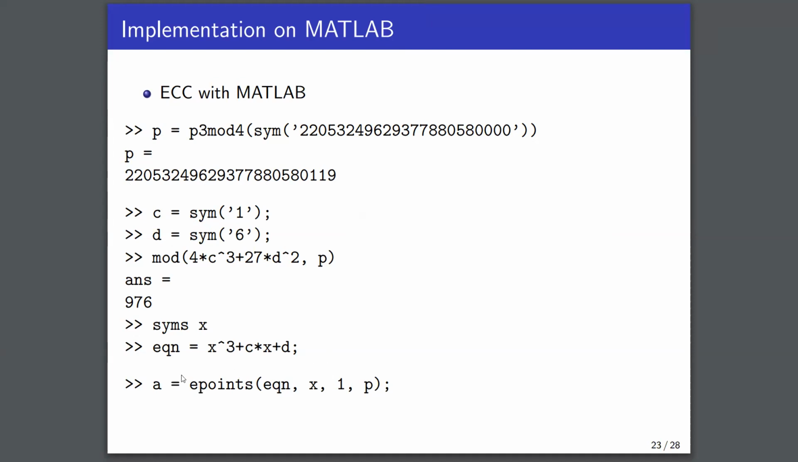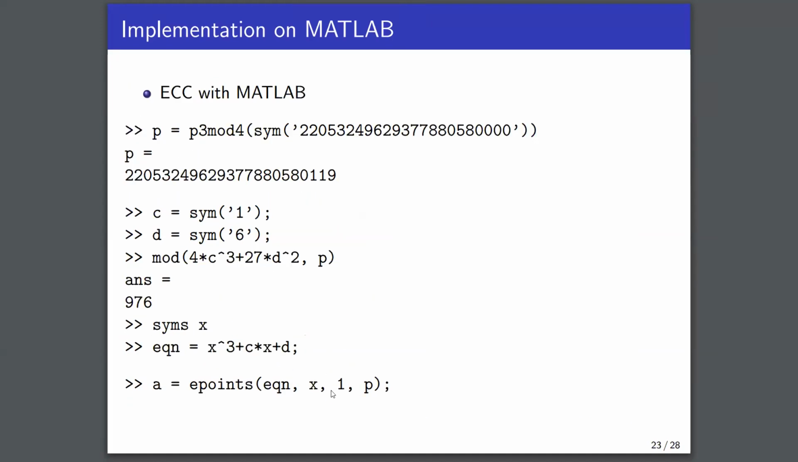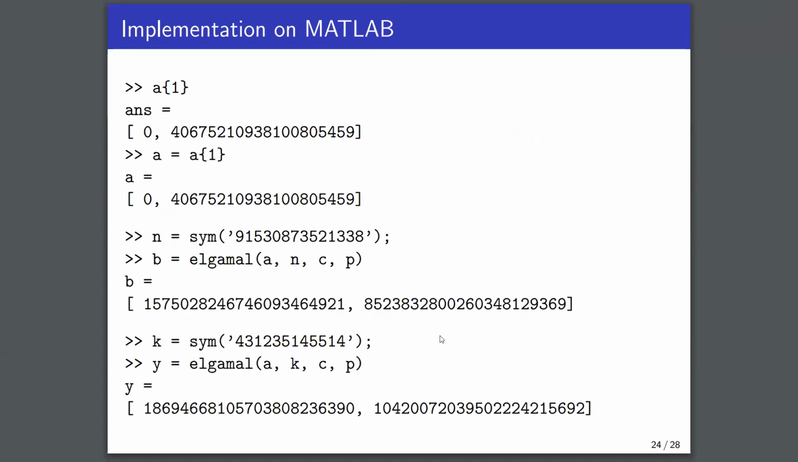So again, we set the equation as x cube plus cx plus d in the variable x, and then find the points. Not all the points, we just need 1 point, right? Because we need A and B. That's the only thing that Bob is going to provide. So because 1 point is sufficient, we only calculate 1 point on the curve.